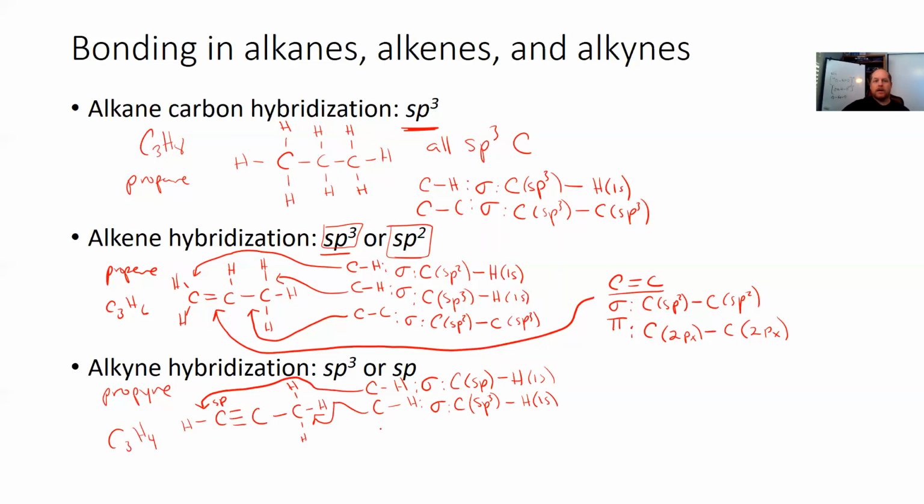You've got a carbon-carbon single bond there, which is a sigma bond from carbon sp, because that middle carbon is sp hybridized. There's only a steric number of 2, which means it's going to have sp hybridization, to the carbon sp3 orbital.